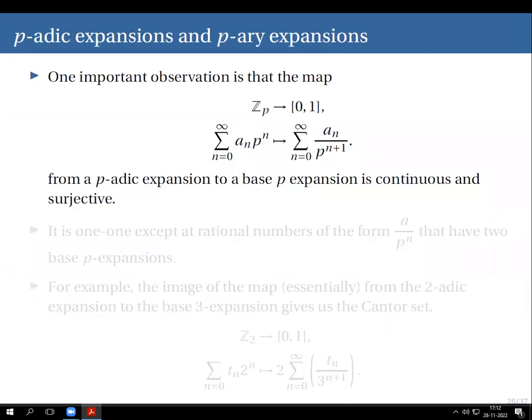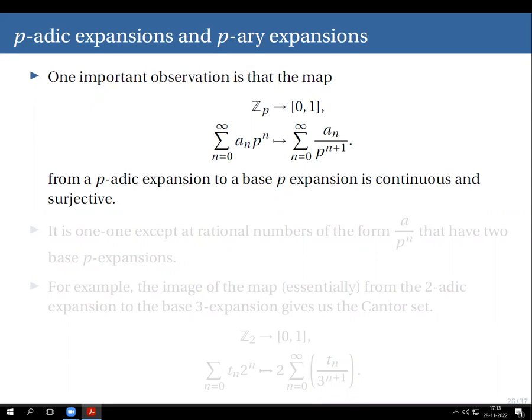So the main observation, at least from my perspective, and I think this is the punchline of our work, is you have Z_p and you have [0,1]. You have this p-adic expansion and this base p expansion, and a map that goes from the p-adic expansion to the base p expansion: the sum of a_n p^n goes to the sum of a_n over p^(n+1). You have the usual topology and Borel measure here. The magic that works for us is that this map is continuous and surjective.